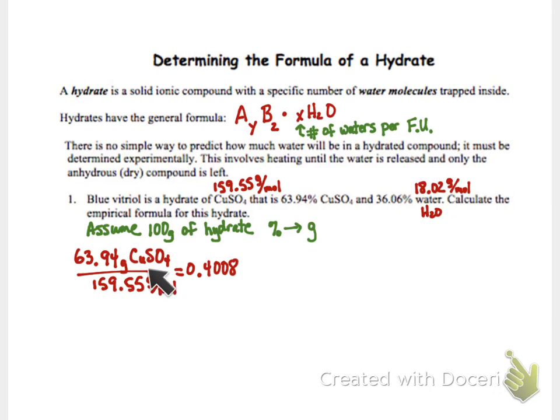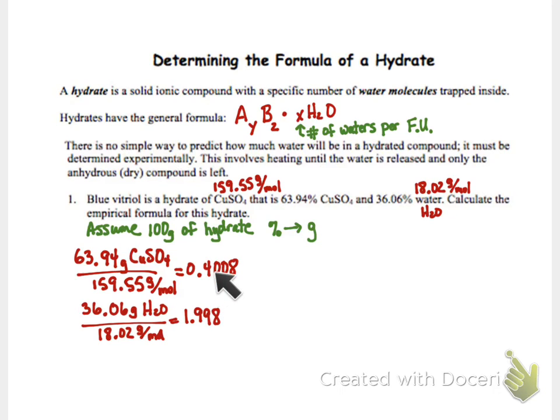So for copper sulfate, we're not doing each element separately. We have the compound, so we're going to keep the compound together. That's the grams of compound, that's its molar mass, 159.55, divide by molar mass, and we get the number of moles of copper sulfate. Now we're going to do the same to water. Got the grams of water, 36.06, divided by its molar mass, 1.998 moles of water. Again, do not round in the middle. Keep at least 4 sig figs for all of your numbers.